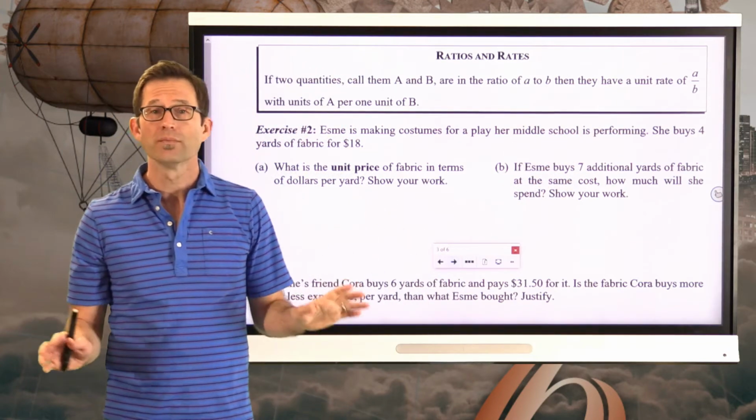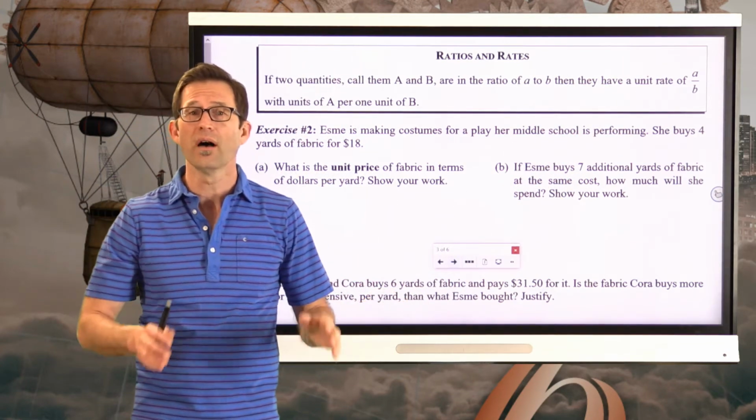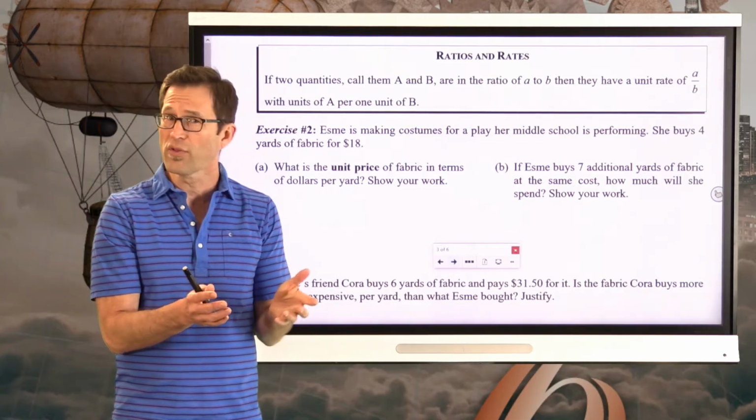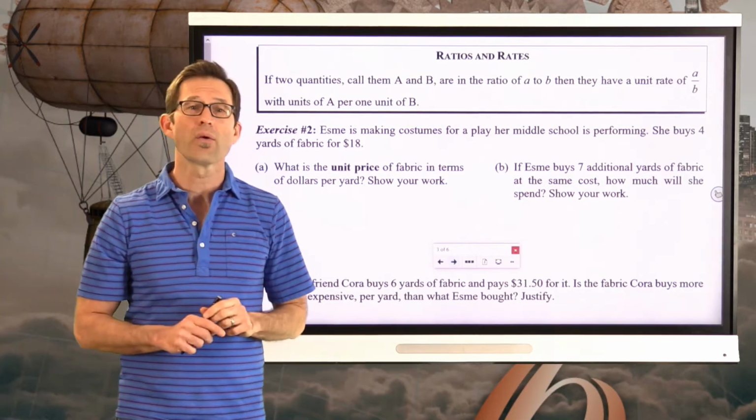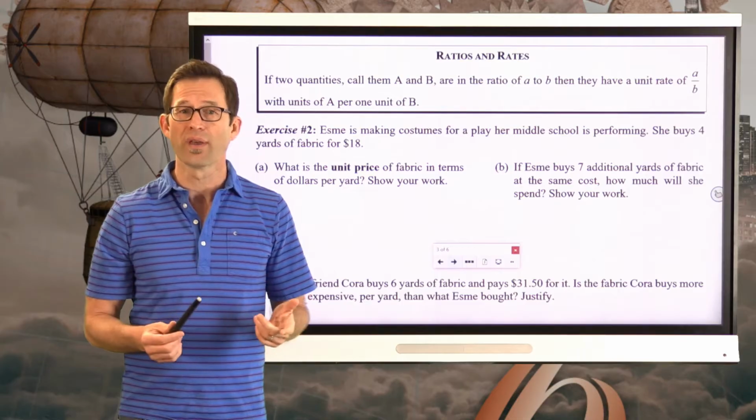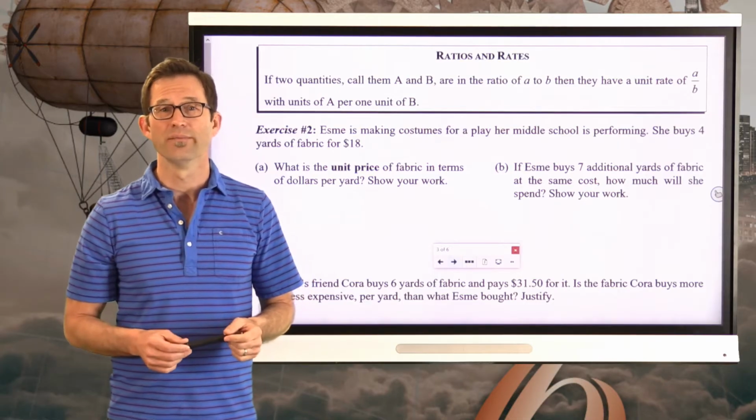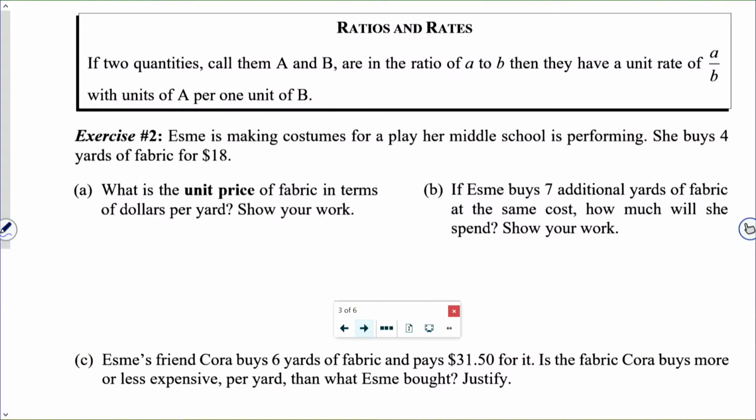All right, so let's just keep working with this idea of setting up a ratio with units and then converting that ratio into a unit rate that we can think about. Exercise number 2. Esme is making costumes for a play her middle school is performing. She buys 4 yards of fabric for $18. What is the unit price of fabric in terms of dollars per yard? Show your work.